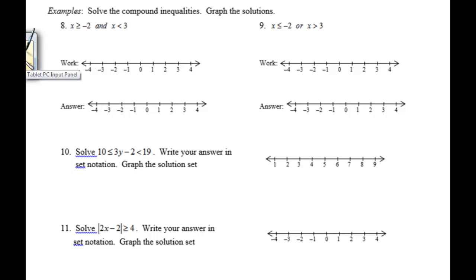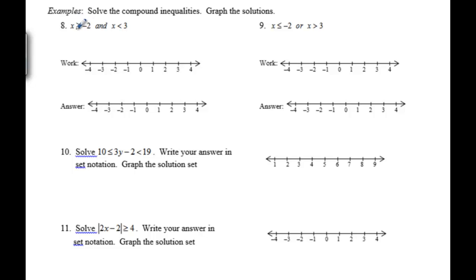Examples, almost there. Solve the compound inequalities, graph the solutions. So we have x greater than or equal to -2 and x is less than 3. So what we're going to do is I just created 2 graphs. Here's my work graph, and then our final answer can be brought down. So they're both solved for x.